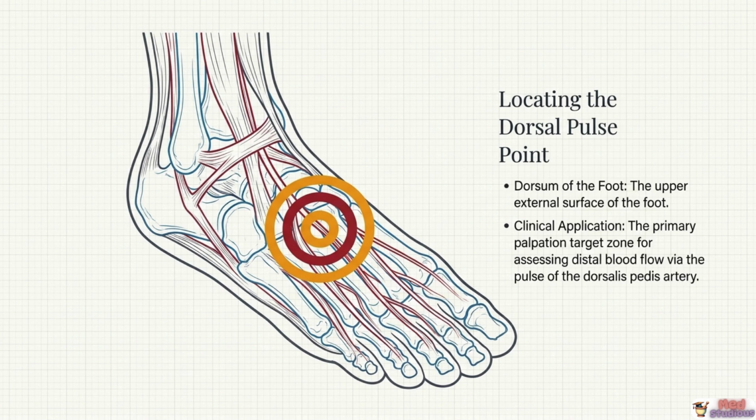In diabetic patients, monitoring of peripheral pulses, including the dorsalis pedis, is performed routinely, as diabetic vascular disease commonly affects distal foot circulation, leading to ulceration and potential amputation. The dorsalis pedis is also used to assess circulation following orthopedic procedures on the lower limb.